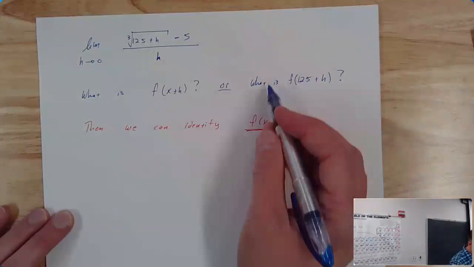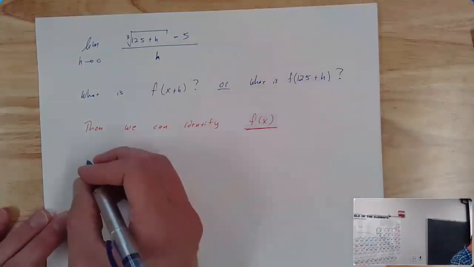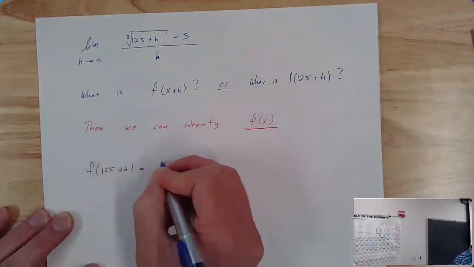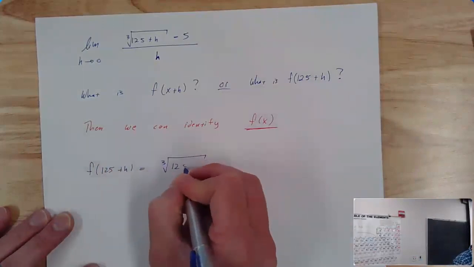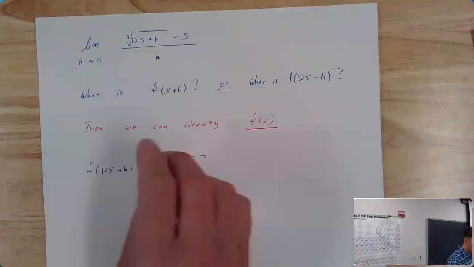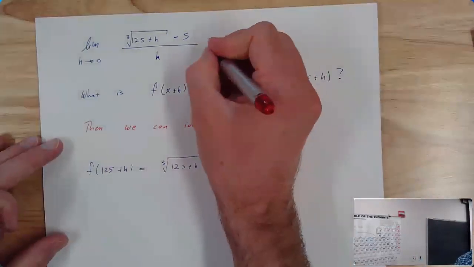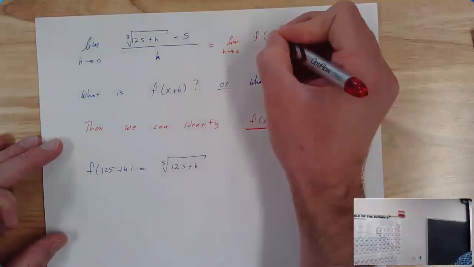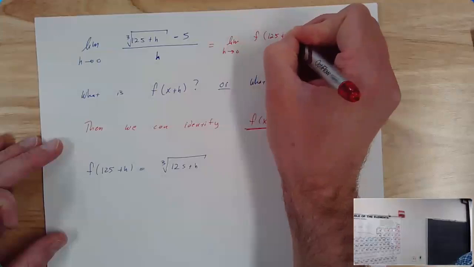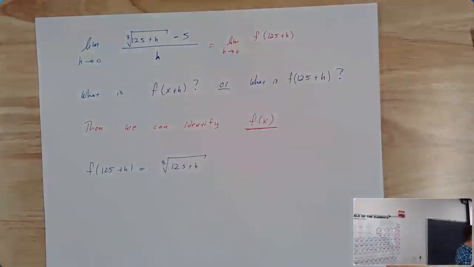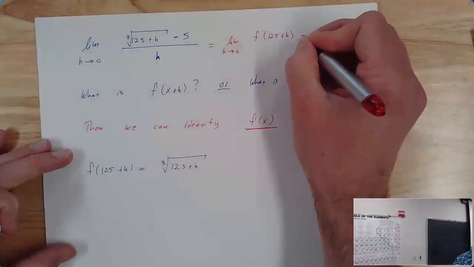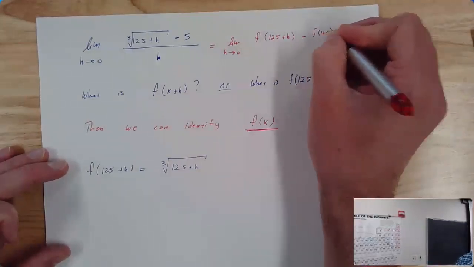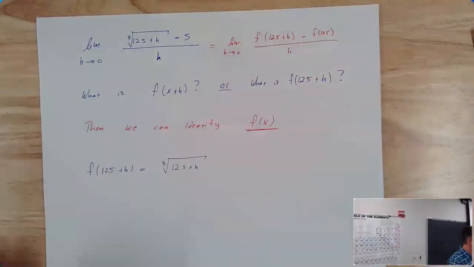All right, so if I'm thinking about f of 125 plus h, I'm seeing that f of 125 plus h is just looking like the cube root of 125 plus h. So I'm really trying to think of this limit as the limit as h goes to 0 of f of something. And it looks like 125 plus h is my something plus h. And then it should be minus f of what? Right. We're trying just to kind of make it look like the limit definition of the derivative.